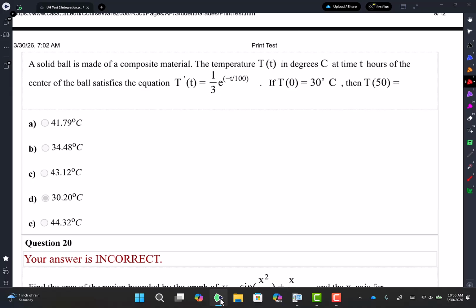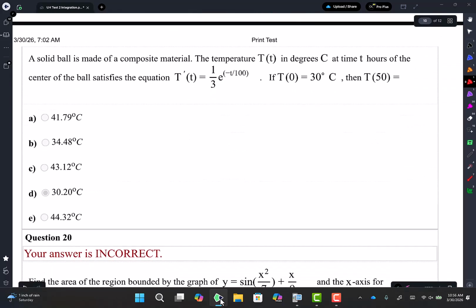A solid ball is made of composite material. I know, we're almost done. We just got 5 more. A solid ball is made of composite material. The temperature T in degrees Celsius times T hours of the center of the ball satisfies the equation. So this is T prime. If T of 0 is 30, then T of 50, here it is.